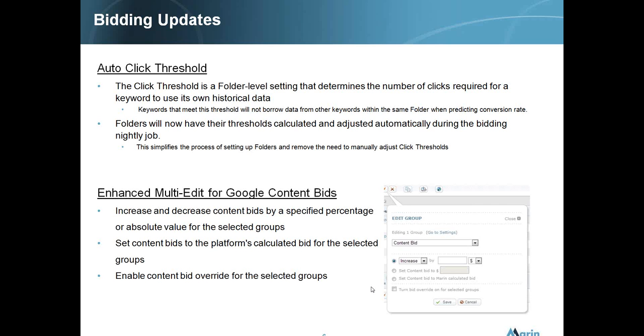It's under the Groups tab, and if you select your Google content groups and hit the pencil edit box that's available in the grid, you'll have the option to select content bid, and all of these options will be available to you. And again, all of this is available in the help articles as well. There is a May Features Enhancement article that covers a lot of these feature topics.